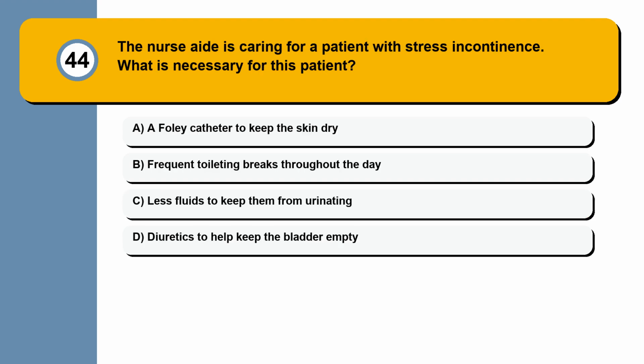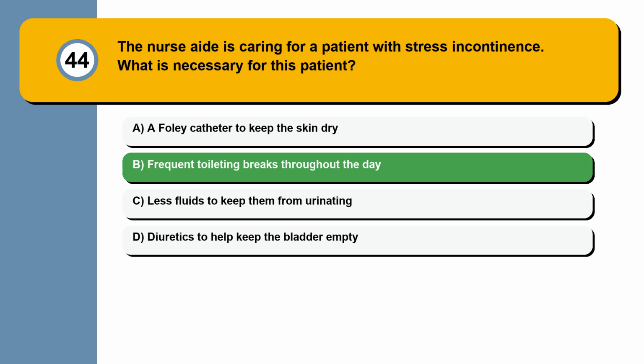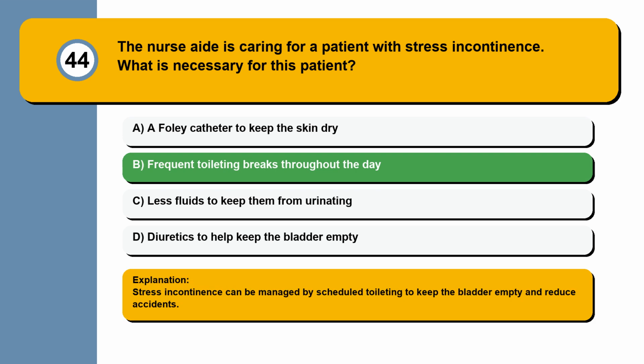Question 44. The nurse aide is caring for a patient with stress incontinence. What is necessary for this patient? A Foley catheter to keep the skin dry. Frequent toileting breaks throughout the day. Less fluids to keep them from urinating. Diuretics to help keep the bladder empty. Stress incontinence can be managed by scheduled toileting to keep the bladder empty and reduce accidents.